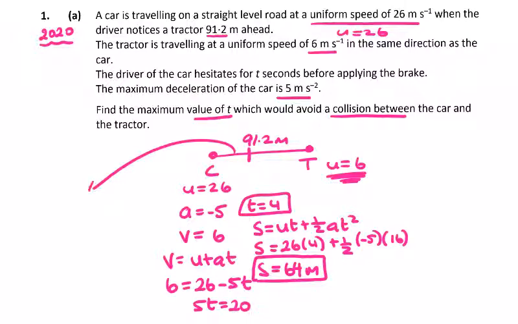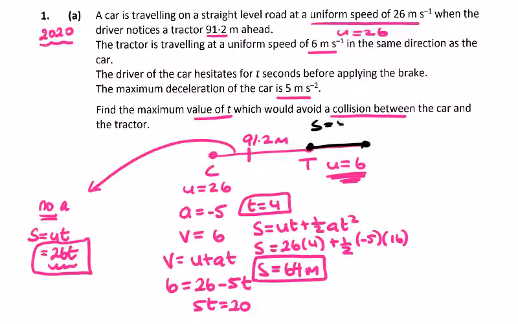And in this section here, where there was no acceleration, the distance traveled is just ut, which is equal to 26 times t. So there's 2 sections for the car, 26t and 64 meters. And we have to make sure that those 2 things combined don't hit the tractor, which is going in this direction here. The tractor is going in this direction, and s is equal to ut for him as well. So he's just traveling with 6t along in this direction.